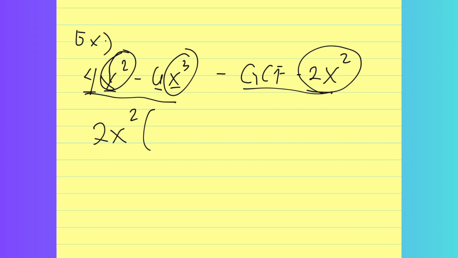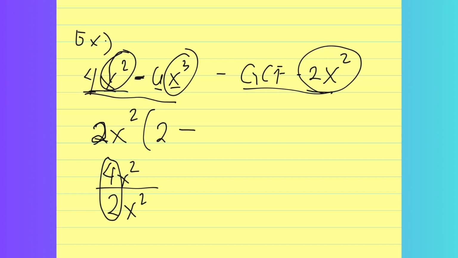Then divide each term by the greatest common factor. So here, we have 4x squared, divide it by our greatest common factor, which is 2x squared. Now, 4x squared divided by 2x squared. For the leading coefficient, 4 divided by 2 is 2. And since they are both x squared, the value of that is 1, because x squared divided by x squared is equal to 1. Then we have a negative, so put a negative here.